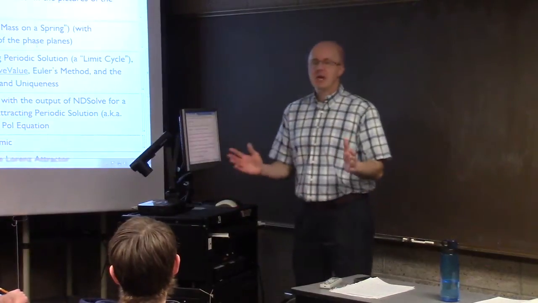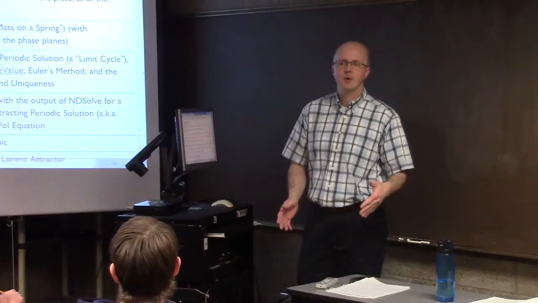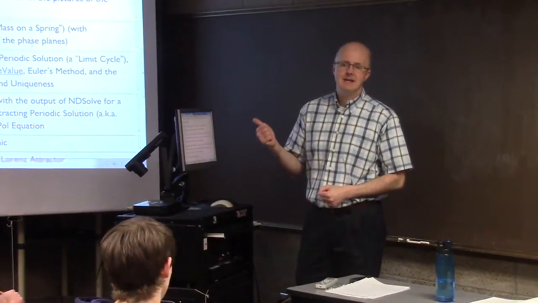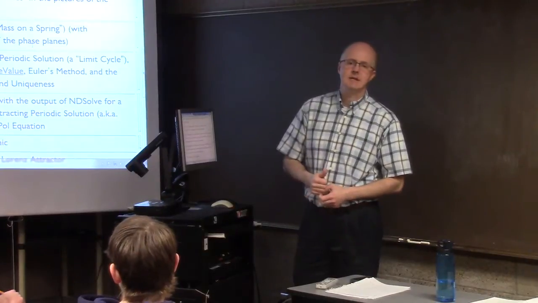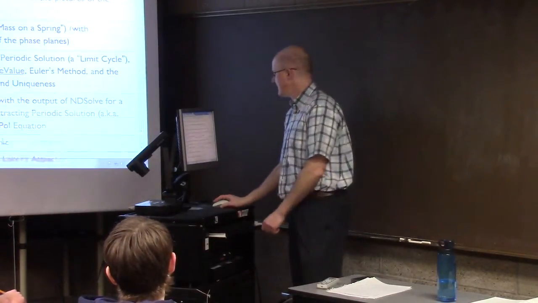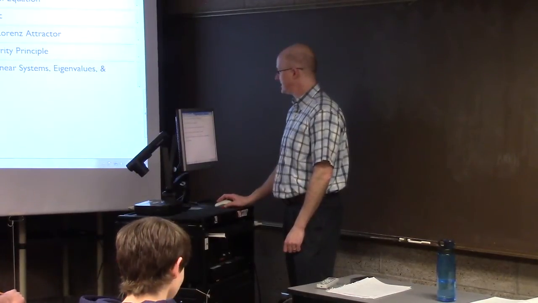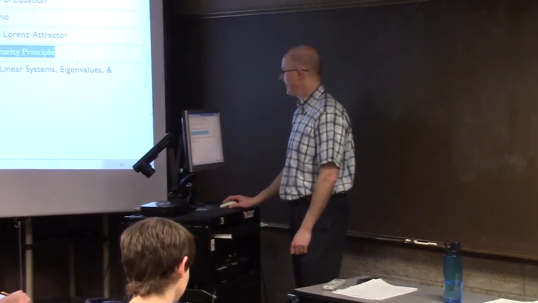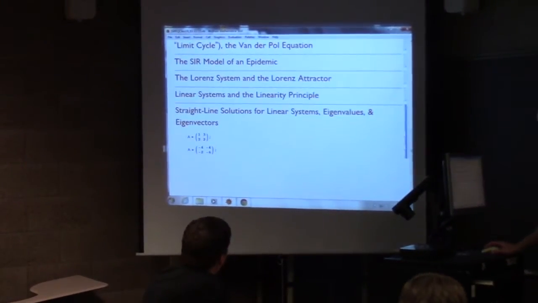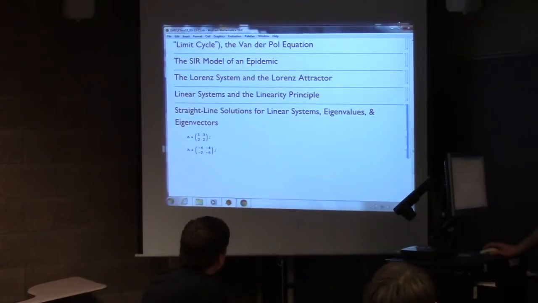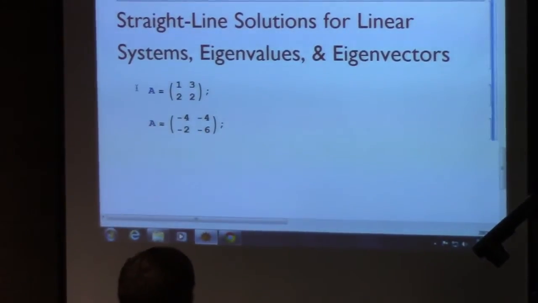I think it would be good to do chapter 3 stuff first today to make sure we get that in, and then if we have time, we'll come back to the SIR model for an epidemic and possibly the Lorenz attractor again. All right, I'm going to illustrate the idea about the linearity principle in the context of an example. I've got 2 examples here, in fact, 2 matrices. Focus on the first matrix here.